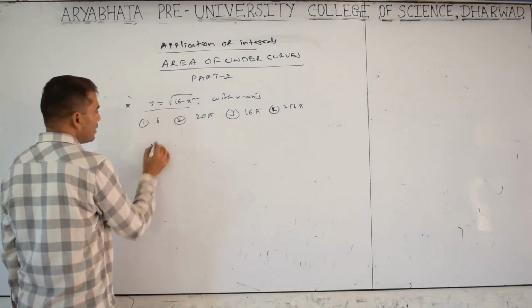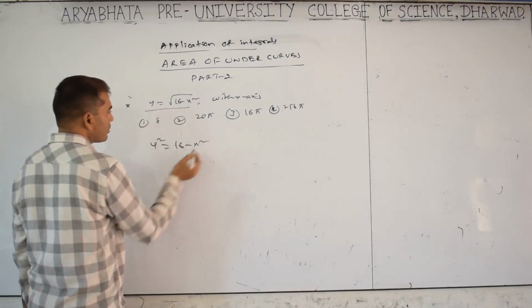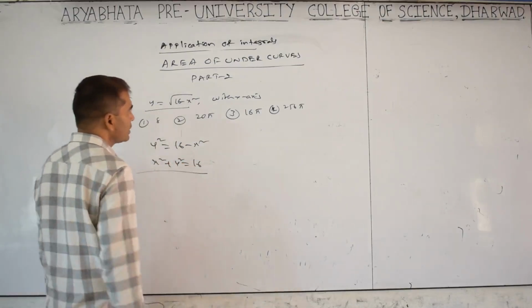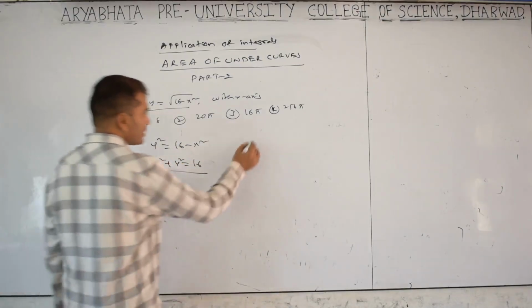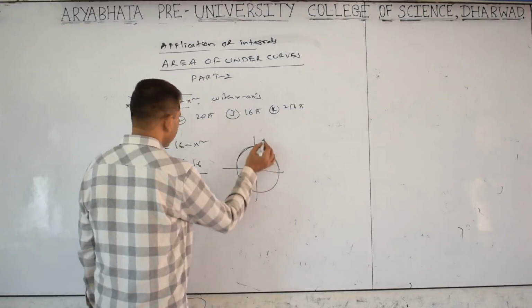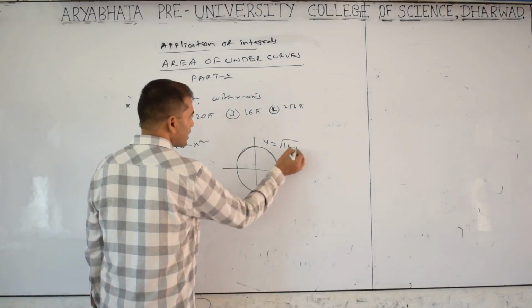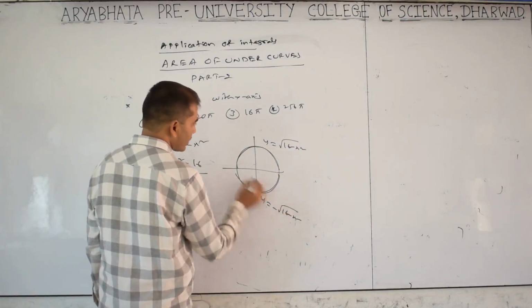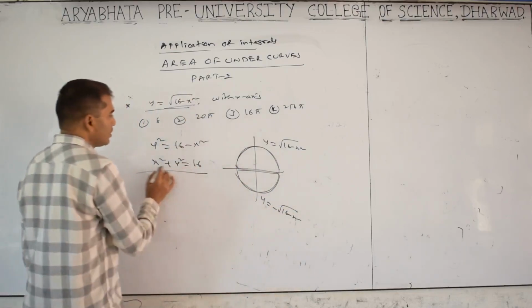Direct square on both sides, y square equal to 16 minus x square, therefore x square plus y square equal to 16. It represents a circle. Okay, this is the circle. If it is a circle, half of this circle is y is equal to root of 16 minus x square. This is y is equal to minus root of 16 minus x square. So semicircle this is. This is the whole circle.